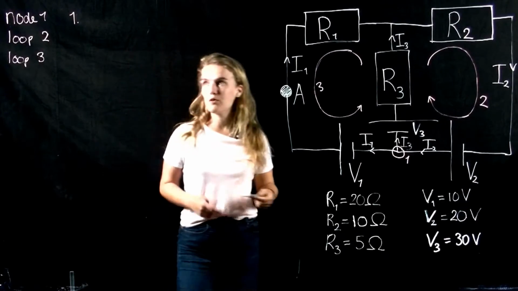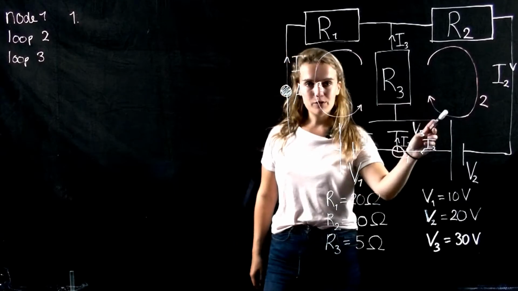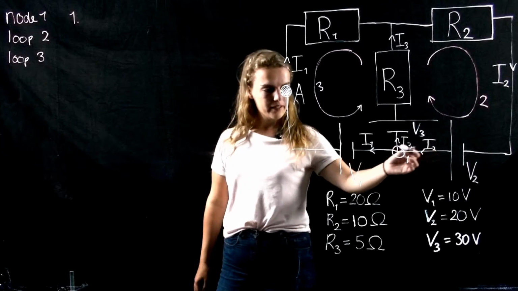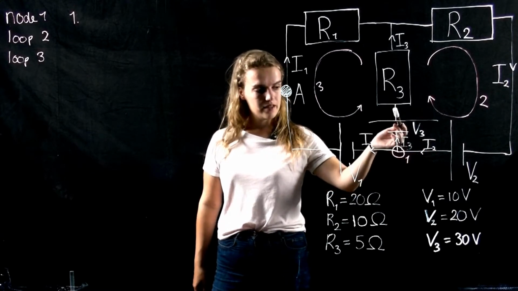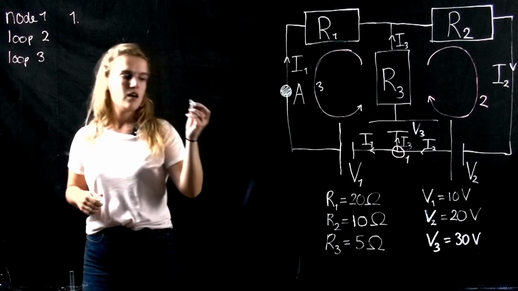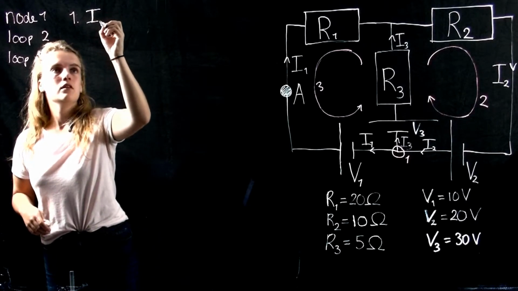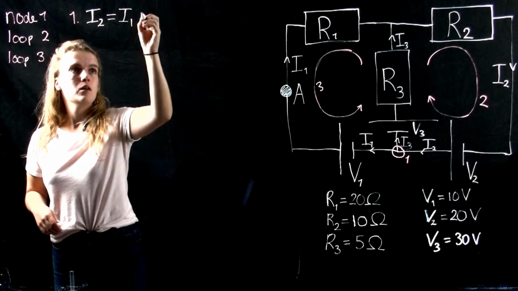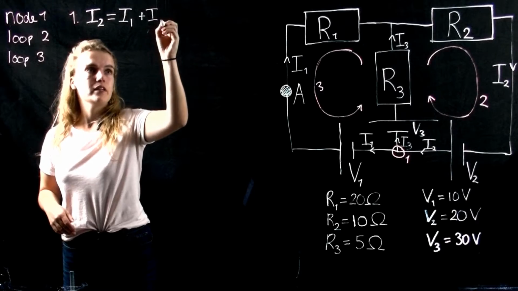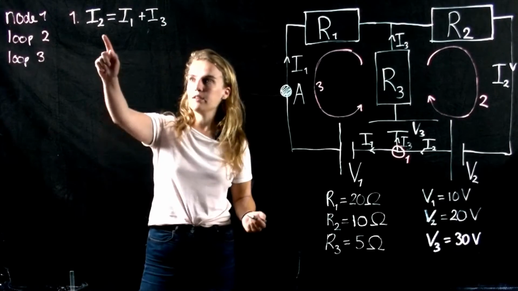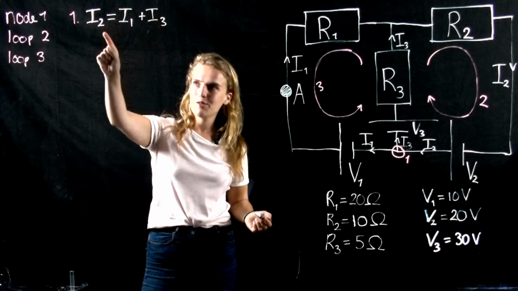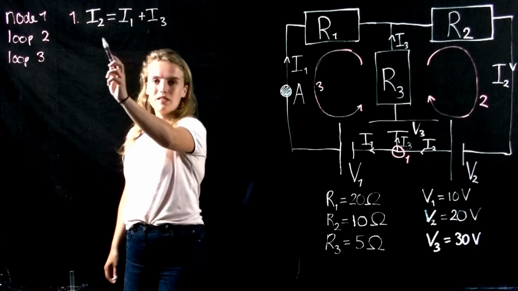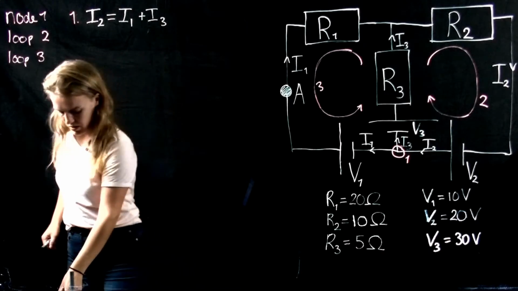Okay, so first we're going to solve node 1, and after this we will look at loop 2 and 3. But let me start with 1. Here we have current I2 coming in, and current I1 and I3 leaving. So we can write this as I2 is equal to I1 plus I3, where we have I2, the incoming one, and then I1 and I3, the outgoing ones.